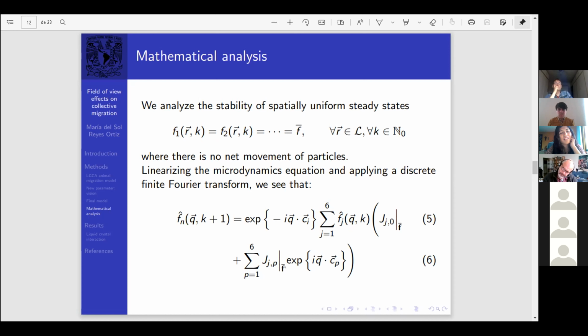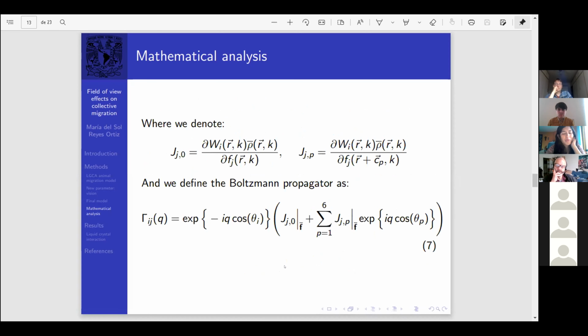As you can see, our new microdynamics equation also tells us the probability of finding a particle in a new channel N, and it depends on some entries of a Jacobian matrix, which are given by these partial derivatives of our transition probabilities.